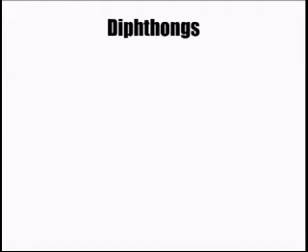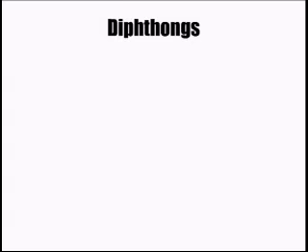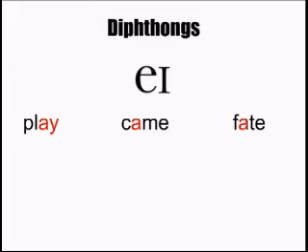In this lesson, we will learn about diphthongs. Diphthong simply means the combination of two vowel sounds, where the tongue begins with the position of a certain vowel sound and ends at another. English contains 8 diphthongs. For example, when pronouncing ay, the tongue begins with the same position of e, then it ends at i. For example, play, came, fate, hate, ate.